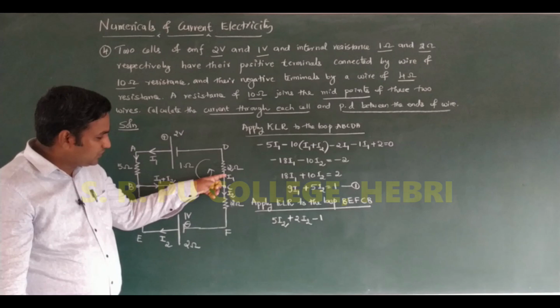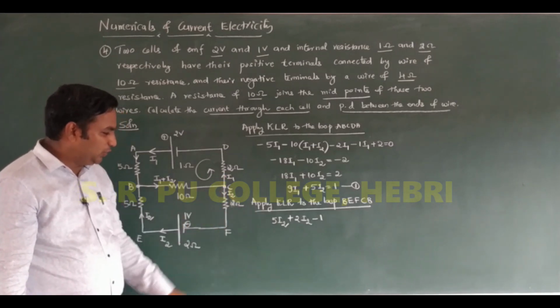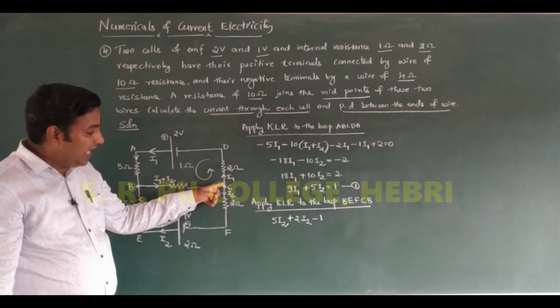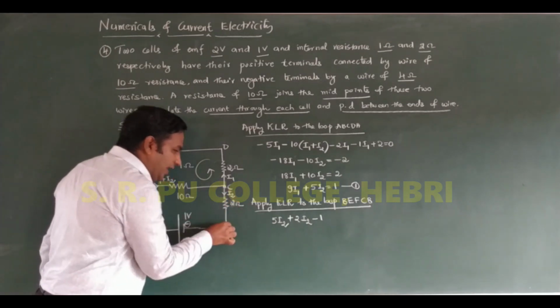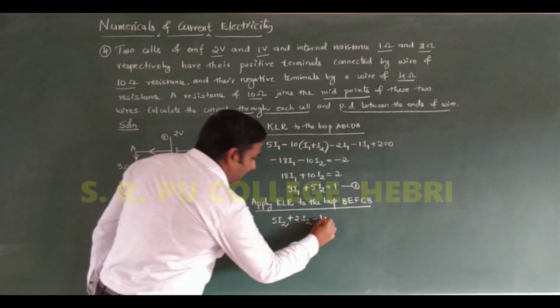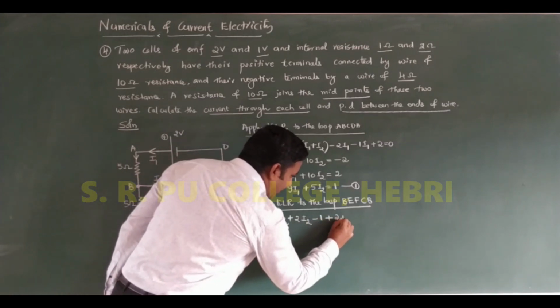In F to C, what is the current flow? I2. What is the resistance? 2. Along my path or opposite? I'm moving from F to C, current moving from C to F. Opposite. Then you have to take plus 2I2.